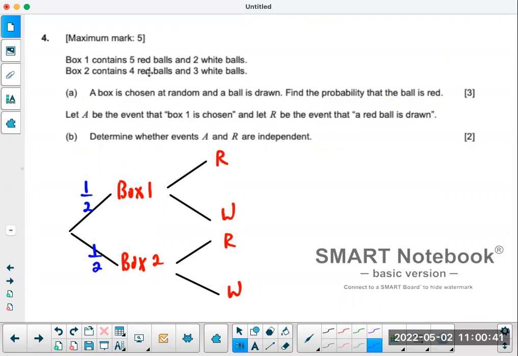In box 1, there are 5 and 2. So that's 5 out of 7 and 2 out of 7. In the second box, it's 4 and 3. So it's 4 out of 7 and 3 out of 7.